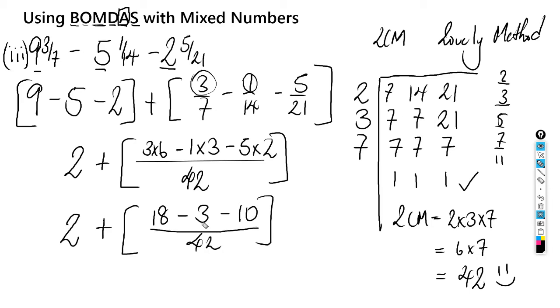So 18 minus 10 minus 3 should give us 5. So we end up with 2 and 5 over 42. And that's the answer.